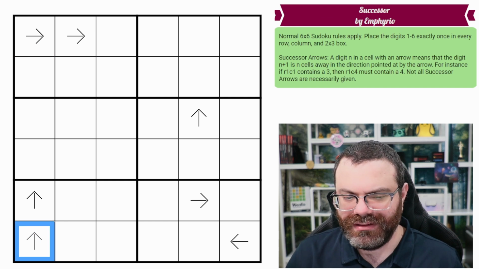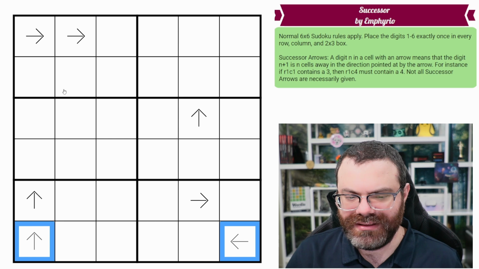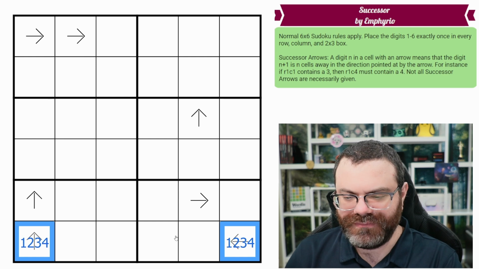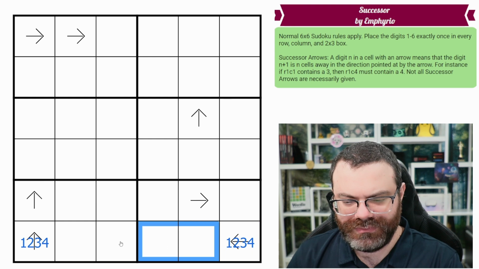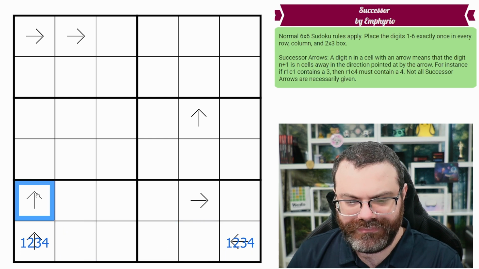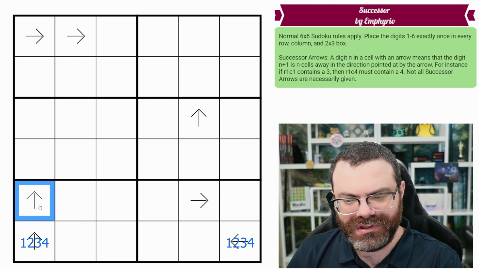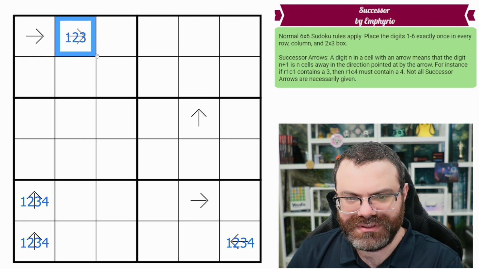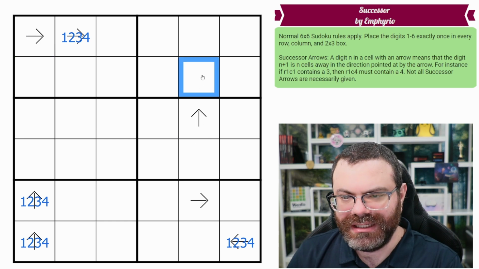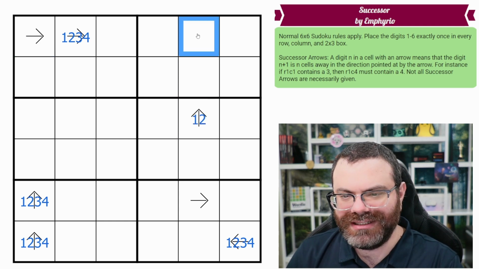So 5 can't go in these cells. 5 or 6 can't go in these cells. So these are from 1, 2, 3, 4 only. And then, can this be 4? This could be 4. So this is also 1, 2, 3, 4. This could be 5 with a 6 here, but this can't be 5. So this is from 1, 2, 3, 4. This is non-6. Okay, this one is a 1 or a 2, just because it can only go that far.